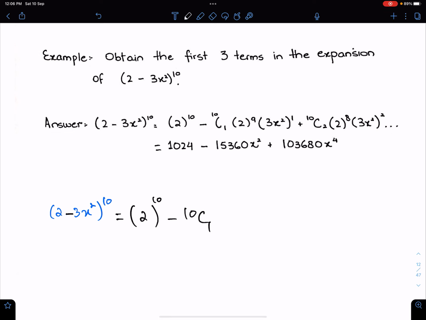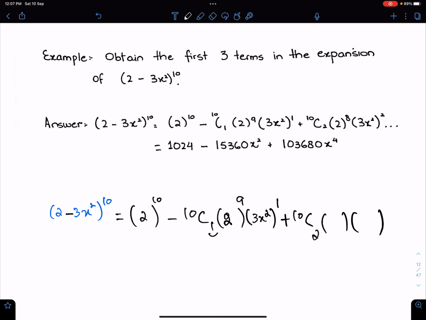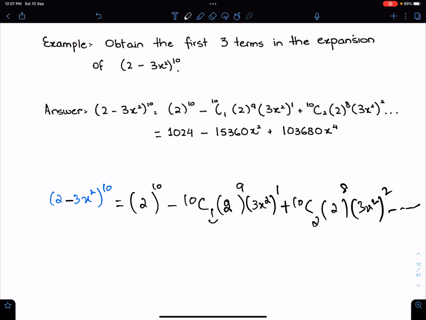So 10C1, because n is 10, 2 brackets, put the first term here and put the second term without its sign. This should be 9 because the difference of these two is 9, and this number is the power of the second term. Then put plus sign and get the third term, 10C2. So 2 is here with power 8 and 3x^2 with power 2 and so on. We just need first three terms.